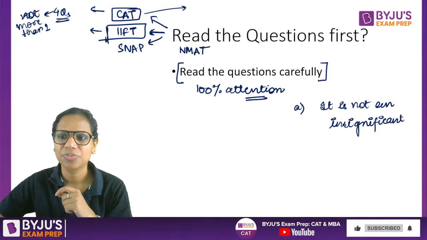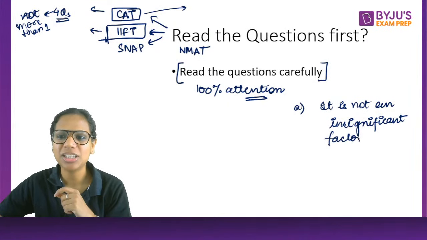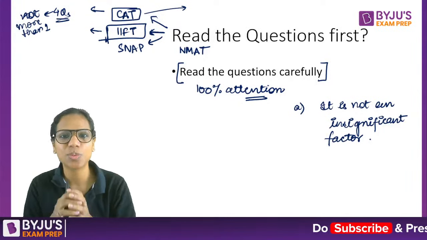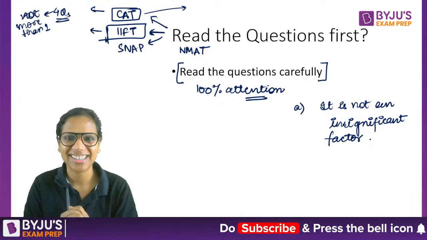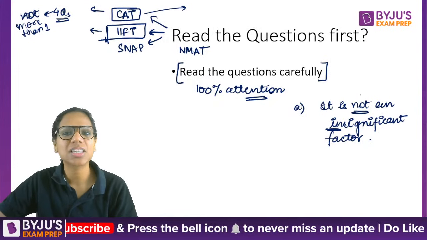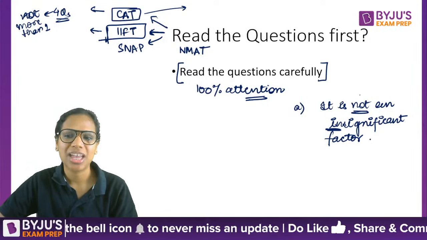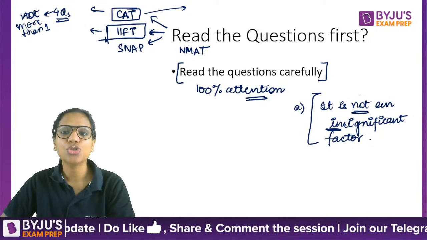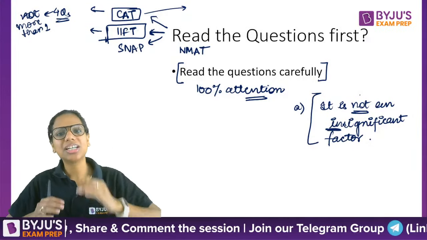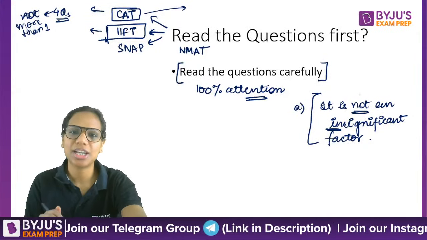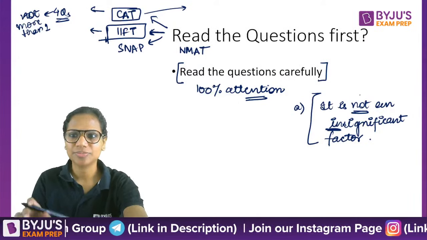Now, not an insignificant factor means the examiner is just trying to trick you and in a very circuitous way trying to tell you it is a significant factor, right? But a lot of students did not read this correctly. Either they skipped the "not" or they skipped this "in" and therefore did not consider this option correct. So my suggestion is read the questions carefully, whether you read them before or afterwards, you can decide for yourself. Okay.